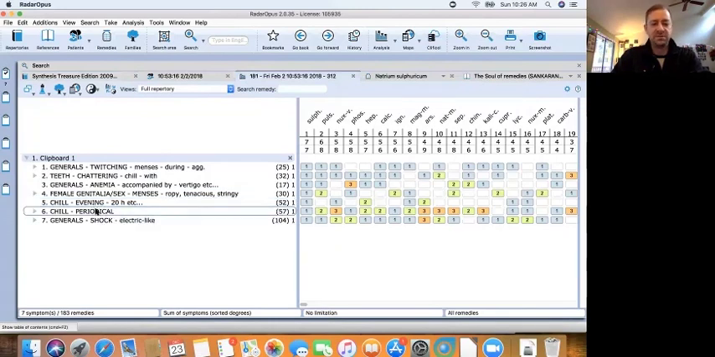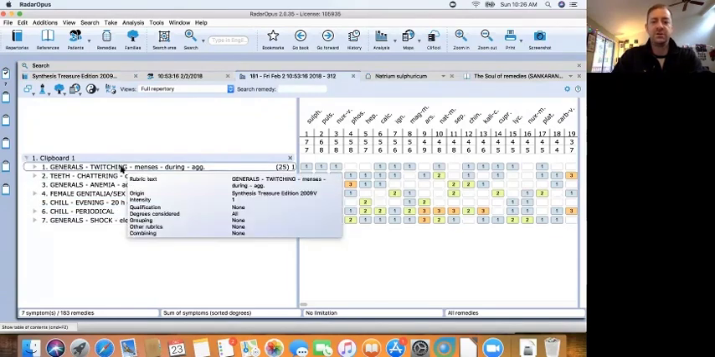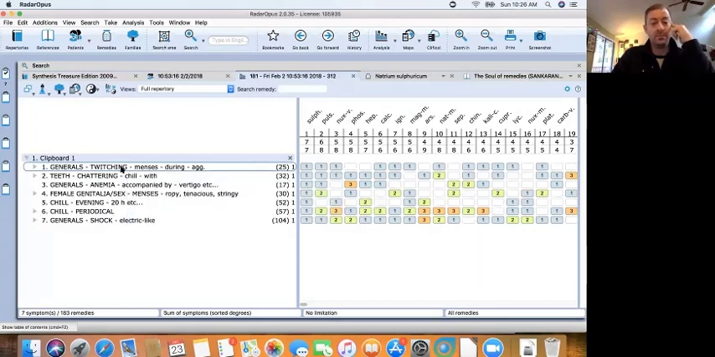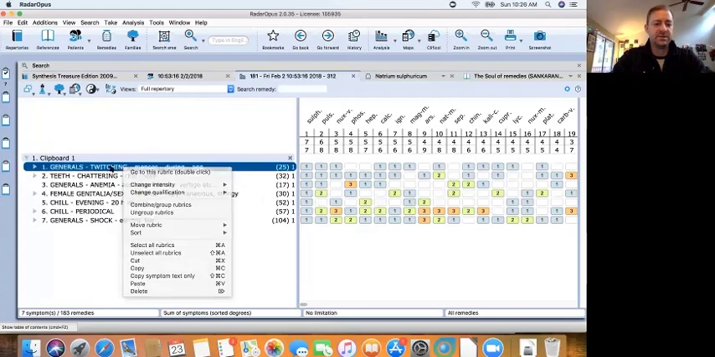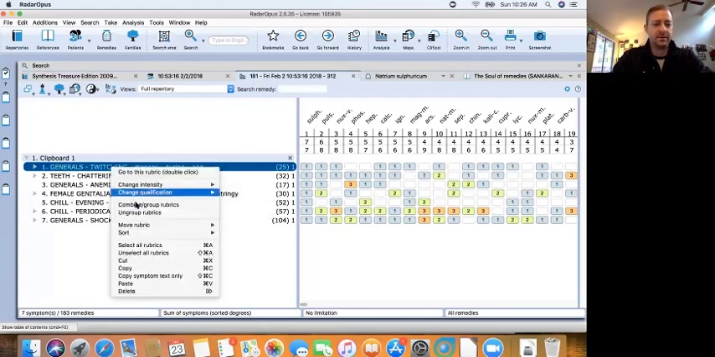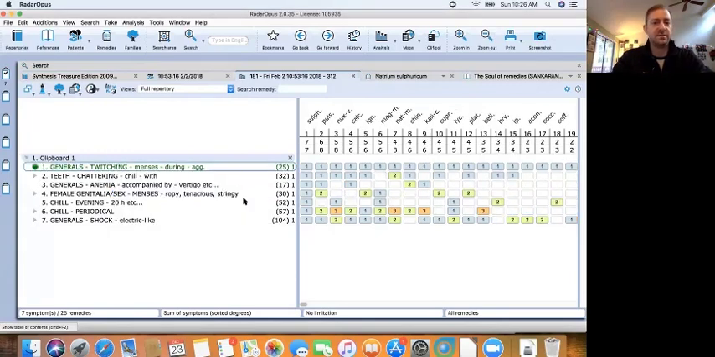But again, these aren't the most important things in the case. The most important thing in the case to me, this one is the most important: the twitching during menses. Okay, this is literally the first person I've heard in over 16 years that says, when I have my menstrual flow, I get muscle twitches everywhere. That's strange, rare, and peculiar. Okay, so I'm going to make that an elimination rubric. So I just click on it, control, and then change the qualification from normal to eliminative. I'm telling the computer, that's so unique to me that the remedy needs to be in there. Okay.